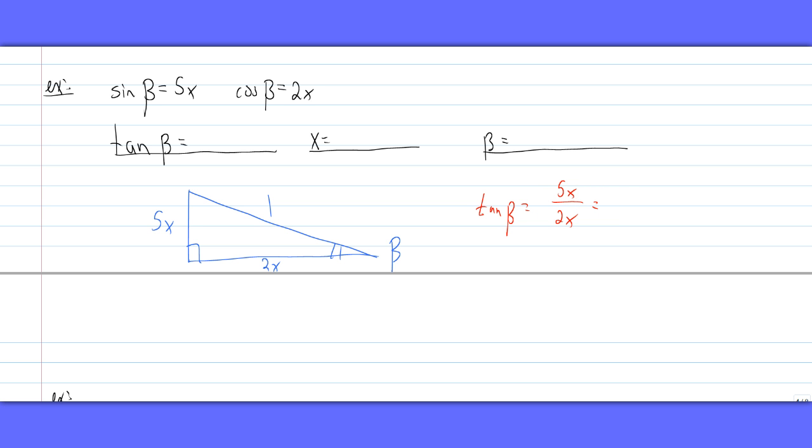So that is an answer, 5x over 2x, but we want to simplify this down like we would with any other fraction. The numerator and denominator both can be divided by x, so then we get that the tangent of beta is 5/2. So there's our start. Next one, we're trying to find the value for x. And there actually is a value for x in this one.